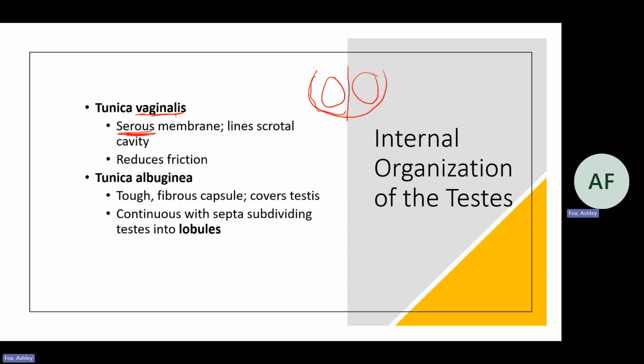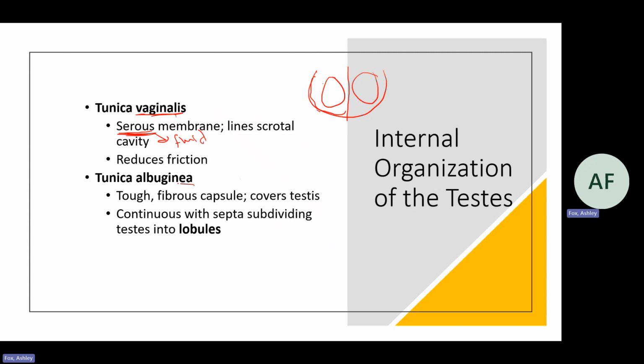So the tunica vaginalis is going to be on the surface, lining the scrotal cavity, and again, serous membrane makes fluid, so it reduces friction. We've seen this time and time again. Because there's not a direct connection and there can be movement of the scrotum and the testes separately, we don't want them rubbing against each other and causing damage. So we need to reduce the friction.